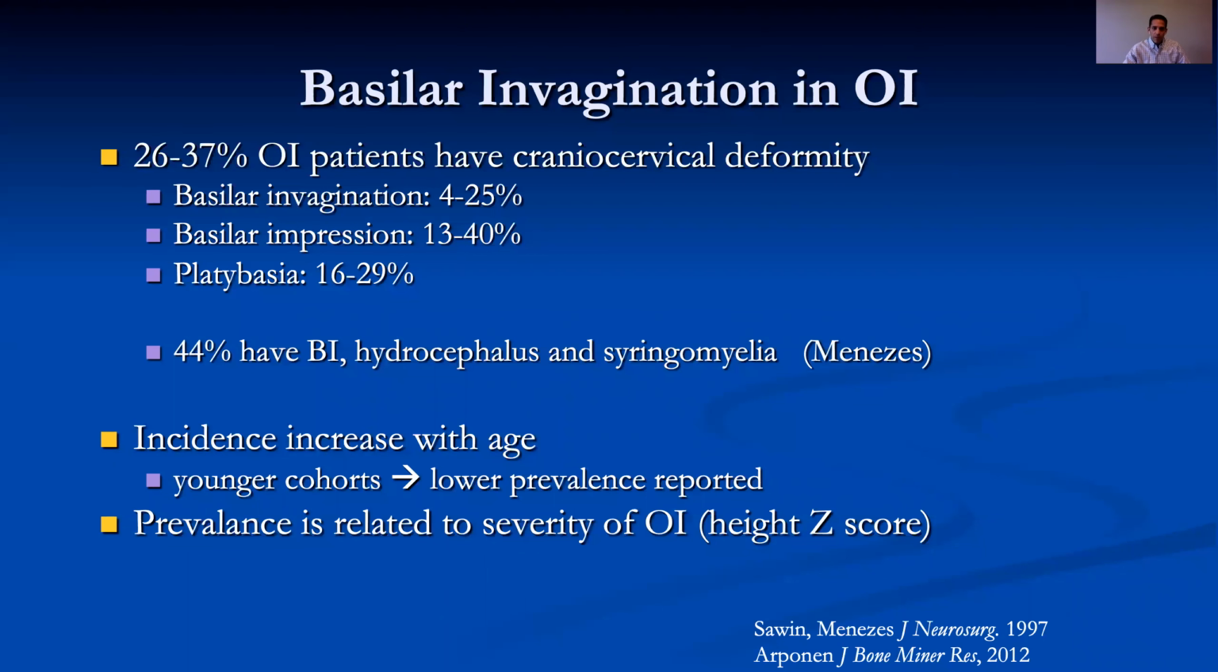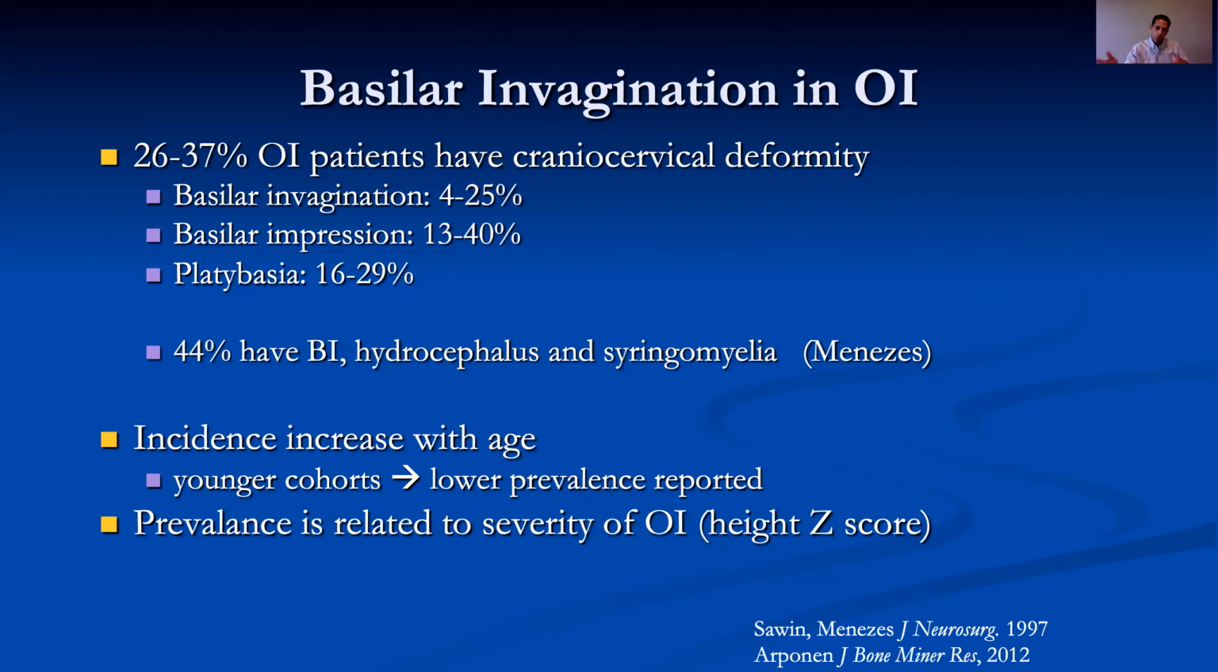We've seen many reports in the literature. Anywhere from 25 to 37% of OI patients have some sort of craniocervical deformity, as you've heard with the previous speakers, with basilar invagination or impression occurring in about a quarter and flattening of the skull base about the same. However, 44% of patients have basilar invagination, according to the classic Menezes article in Iowa, and many of them have hydrocephalus, which is water on the brain, and syringomyelia, which is that small syrinx that I showed you in the previous slide. The incidence, or the number of people with it, increases with age.